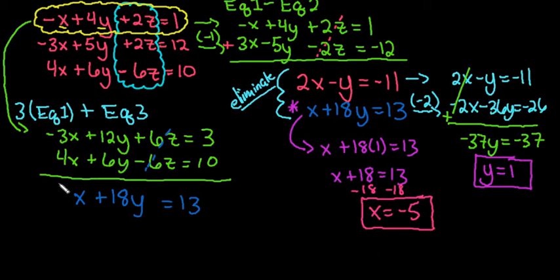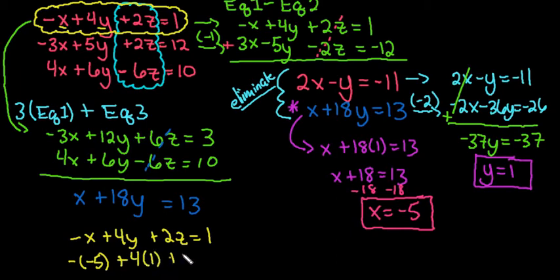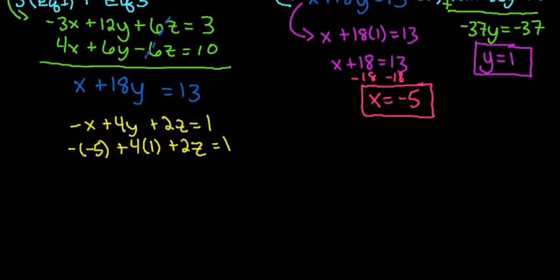So if I take my original equation, negative x plus 4y plus 2z equals 1, and I replace x with negative 5 and y with 1. I always put a line through my z just so it doesn't get mixed up with a 2. I know a lot of times that happens. So with this, we end up with 5 plus 4 plus 2z equals 1.